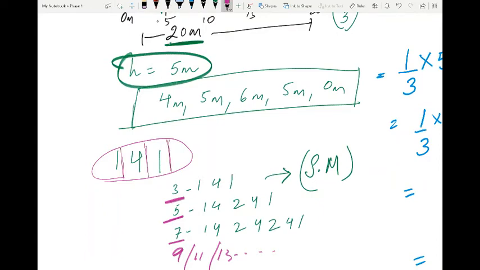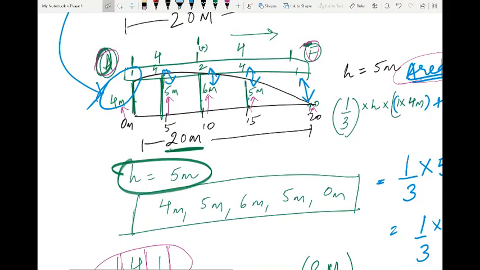For 5 ordinates it will become 1, 4, 2, 4, 1. This 1, 4, 1 and again 1, 4, 1, add both of these, the middle will become 2. So here your Simpson's multiplier is 1, 4, 2, 4, 1. You have your ordinates 4, 5, 6, 5 and 0, and you have your common interval h.